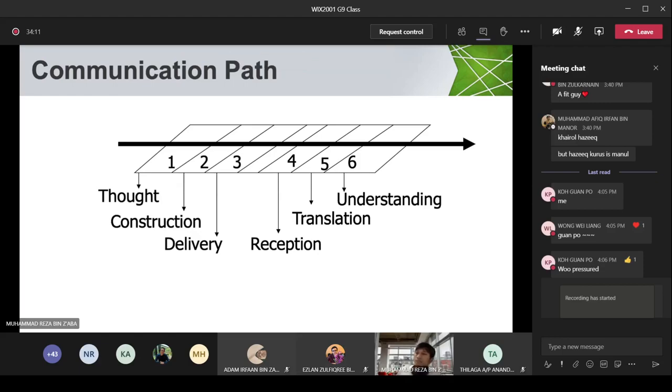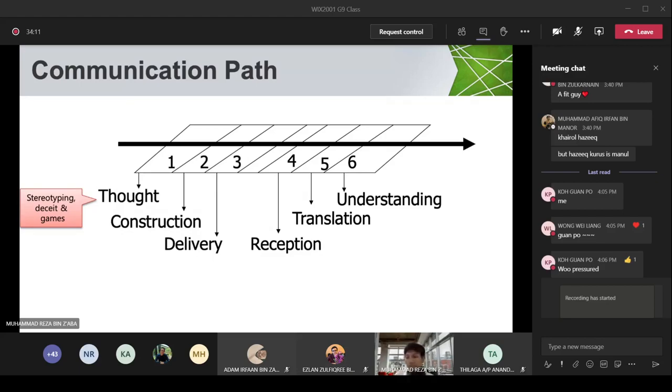And then reception: how people would receive it, how people would translate and understand that particular thought that you are sending. For example, people may think you want to play games or you want to deceive people, okay?